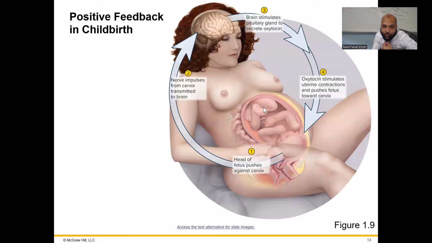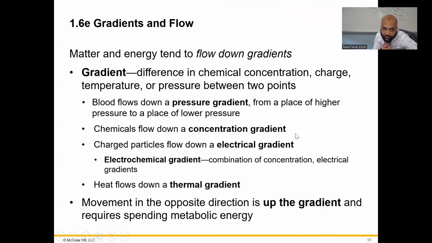So that's the example of giving birth. What happens is the stimulus is the baby. He's the one who starts everything. The baby's head pushes against the cervix. The nerve impulses from the cervix are transmitted to the brain, and the brain stimulates the pituitary gland to secrete oxytocin, and oxytocin stimulates the uterine contraction and pushes the fetus toward the cervix.